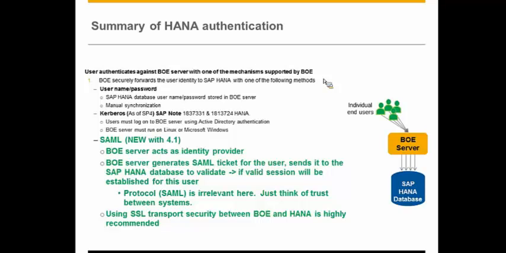With SAML, new in 4.1, BOE acts as an identity provider and generates our proprietary SAML tickets, which we save in the HANA database, and it sets up a trust between the two systems. We usually secure that using SSL between BI and HANA, and it allows any user that exists in BI to use SAML to HANA for on-demand and scheduling, as long as they have a SAML alias.